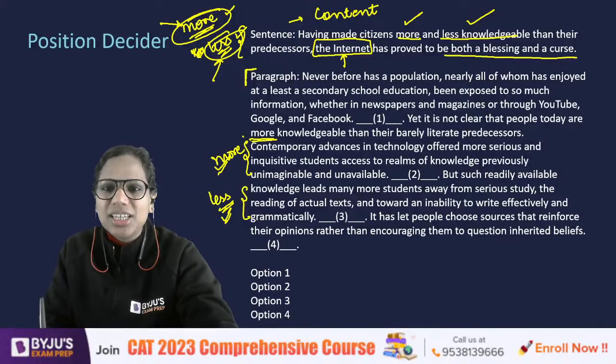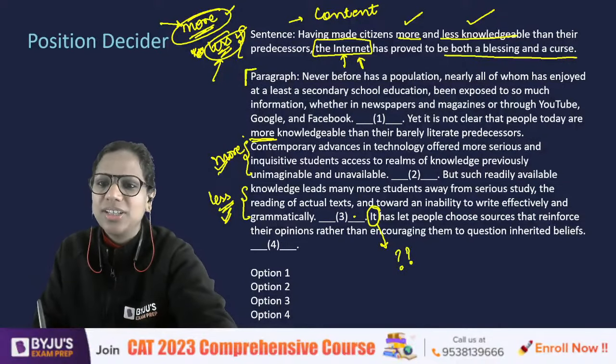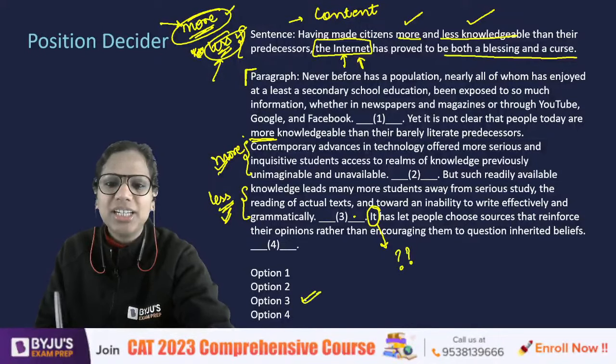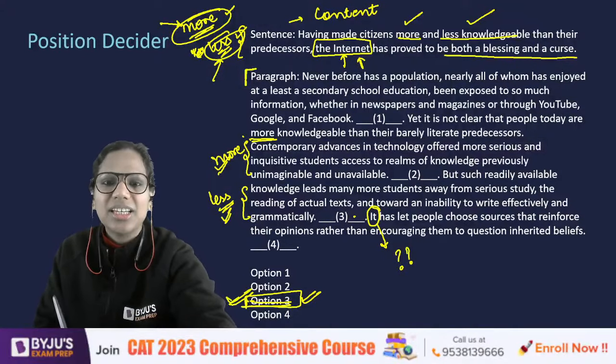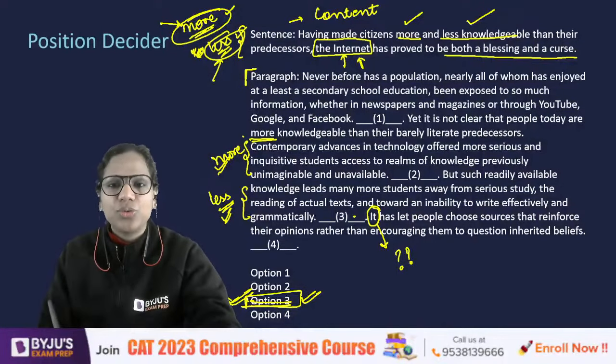Now, if you see, this says it has let people choose sources. What is this it? The internet. So it should come here in blank 3. Good. Divij Vinay, absolutely correct. Option 3 is the answer. Right. So these questions tend to be easy. Both of these questions that I just showed you came in CAT 2022, actual exam questions.